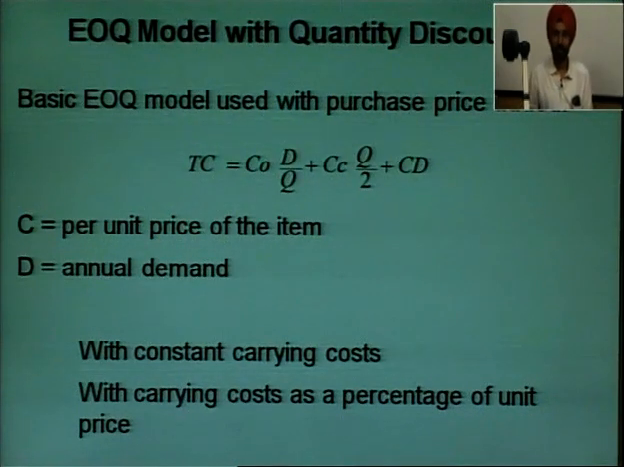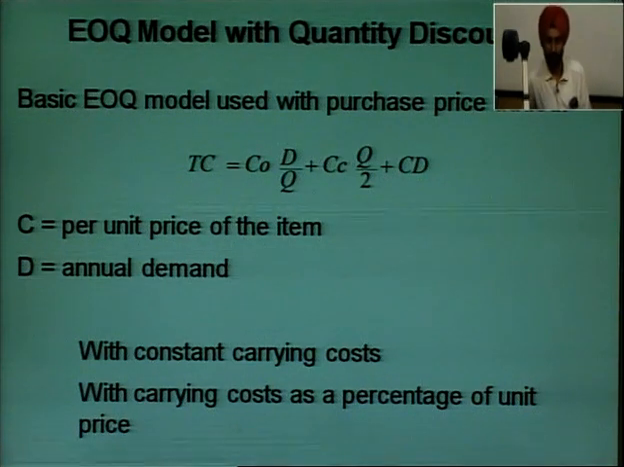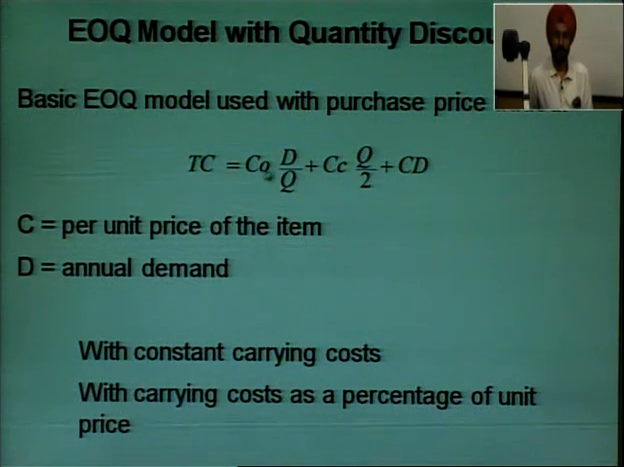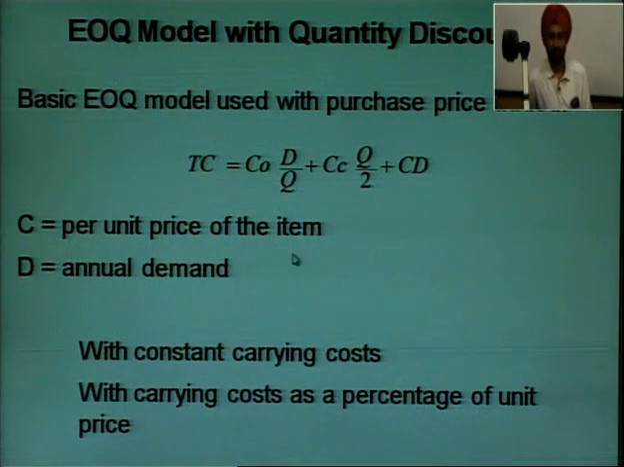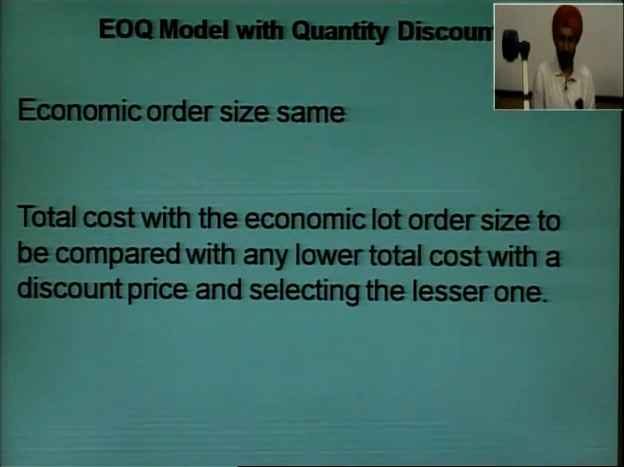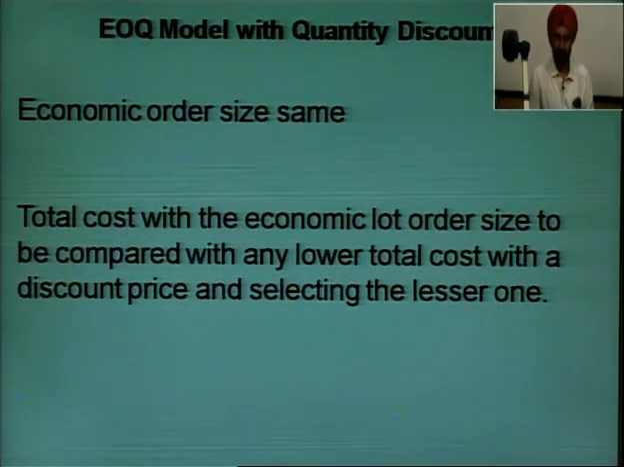Now, we have this final model here. It is also known as the EOQ model with quantity discounts, or it is a price break model. Now, in this model, C is the per unit price of the item, D is the annual demand. For instance, let us say we would be getting it at 10 rupees per unit and 1000 units is the demand. So, in that case total CD will be 10,000 rupees. Okay. Now, here economic order size remains the same.